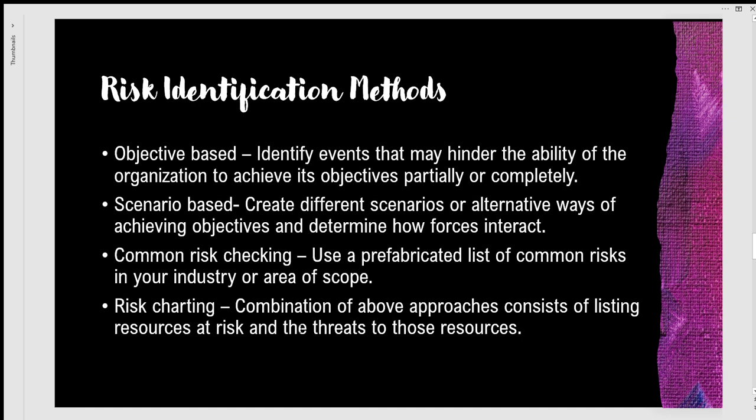So, risk charting, this is a combination of above approaches consists of listing resources at risk and the threats to those resources. So, yung risk charting daw, ito yung combination nitong tatlo ng objective, scenario, and common risk checking. And, pwede natin na example dito is yung risk matrix. Meron pa ibang examples, pero the risk matrix, parang yun yung number 1 example ng risk charting.